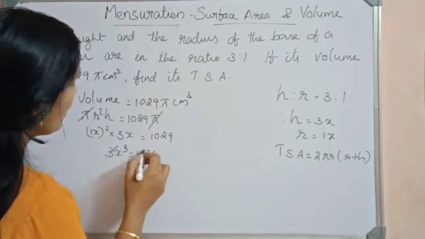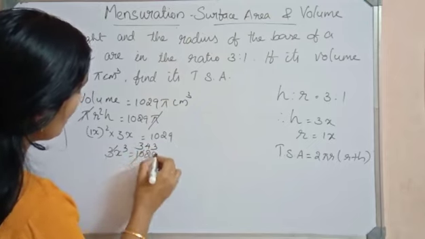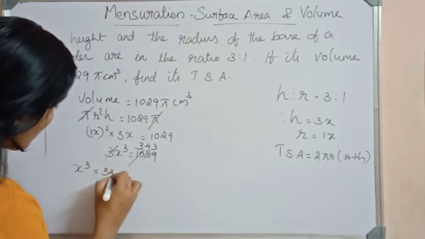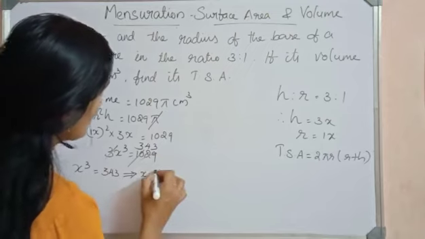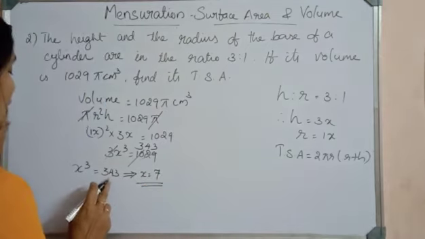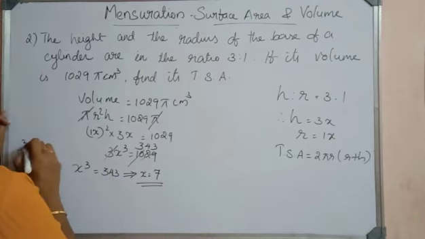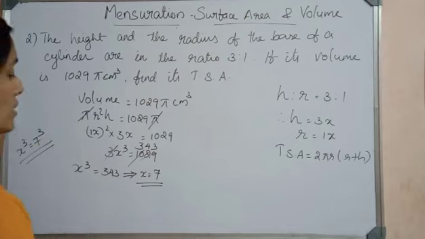Cancelling with 3, 3 3s are 9, 3 4s are 12 and again by 3. X cube is equal to 343. This implies x is equal to 7. When we factorize 343, you get this as x cube is equal to 7 cube. Since the powers are equal, bases are equal, therefore we can say that x is equal to 7.